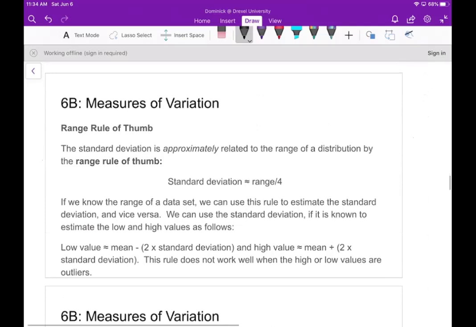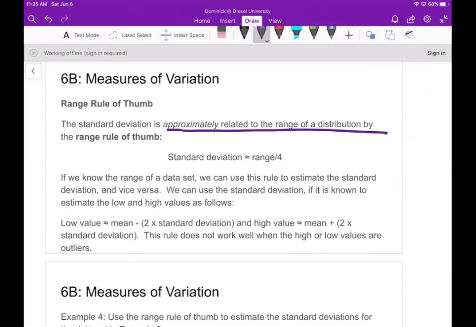Now, the standard deviation is a little cumbersome to calculate. So one thing that we can also do that's, of course, not as accurate, but it's approximately related to the range of a distribution, is another way to get the standard deviation. And that's just take the range divided by 4. And a lot of times this is fairly close to the standard deviation. Now, if we know the range of a data set, you can use this rule to estimate the standard deviation. And you can also use the standard deviation to estimate the range if you wanted to as well.